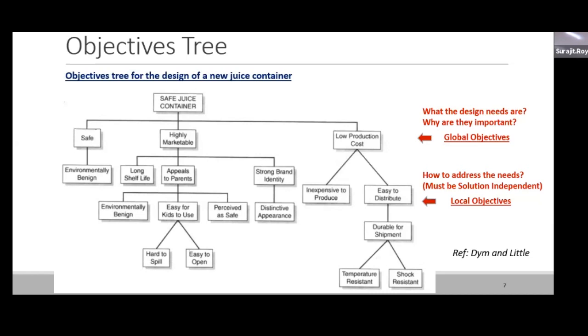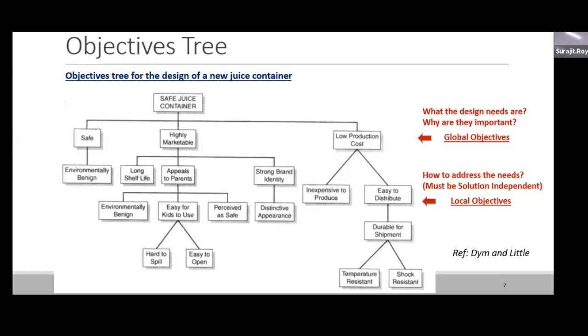So before you actually go to those steps, you need to follow certain requirements, certain rules of going through that process. And for each process, there are systematic tools available to help you go through it. These are specific tools like the objectives tree. This is nothing but listing the attributes and objectives, asking the questions, and trying to find the answers: what the design needs are, why they're important, and how to address those needs. That is what the objectives tree is all about.